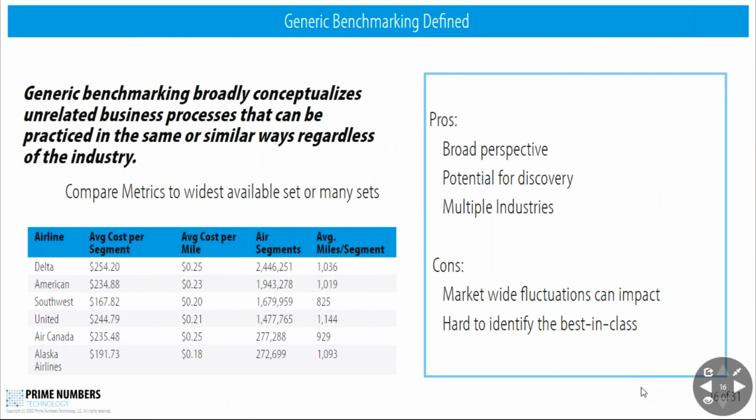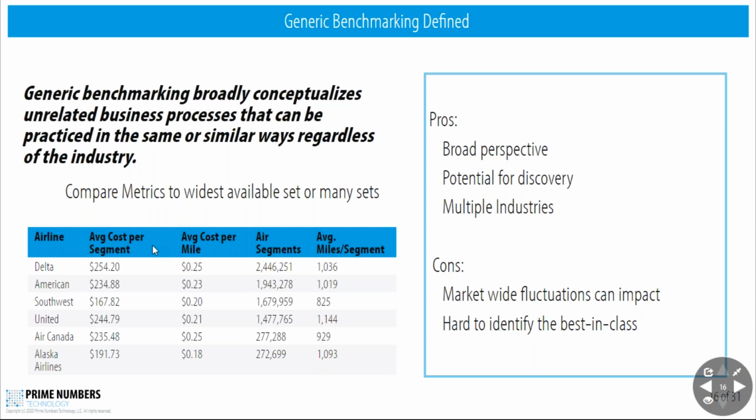All right, so generic benchmarking. It broadly conceptualizes unrelated business processes that can be practiced in the same or similar way regardless of the industry. It's really about comparing metrics to the widest available set or many sets of data. Generic benchmarking doesn't require benchmark data. So what I'm actually showing you here is a series of airlines, and I'm not showing an actual benchmark comparison. I'm just looking at the metrics. What are the averages from my company's perspective? What are my average costs for these airlines?